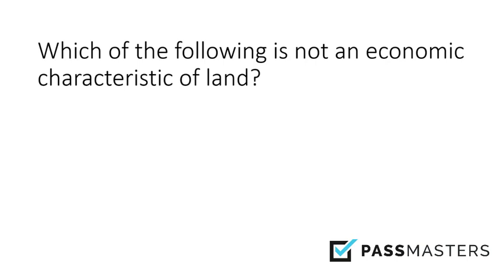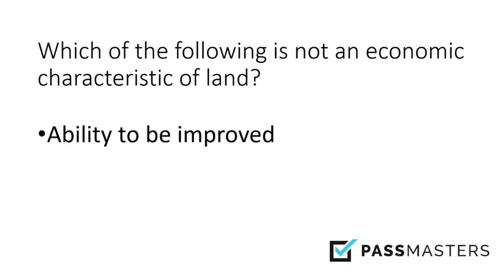Let's take a look at our first answer. First answer is the ability to be improved. Improvements, also known as modification. It is an economic characteristic of land and basically states that you can make improvements to the land to make it more valuable, and sometimes those improvements could make it less valuable. Now that's an economic characteristic of land. Is that our answer? No.